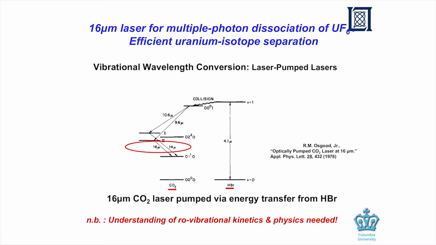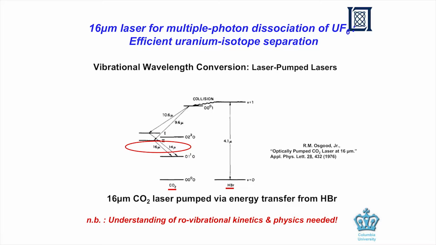And then an important idea came along. Vibrational wavelength conversion by pumping a laser with another laser and using it as a device to convert from one wavelength to another. And you see this right here. Here's HBr, which is another diatomic molecule. It's a more complicated one than nitrogen. And it collides with the CO2 molecule.